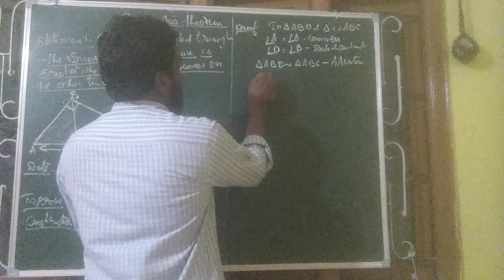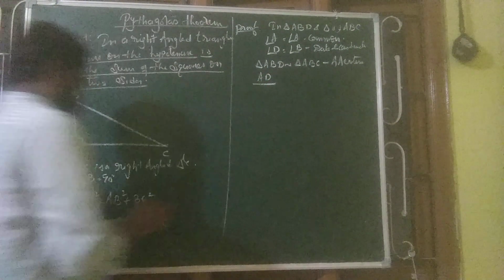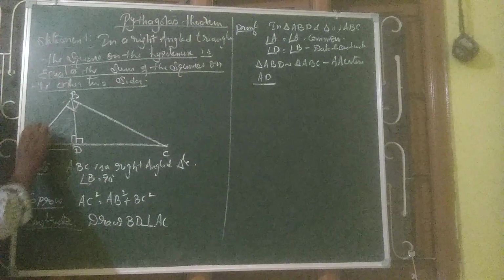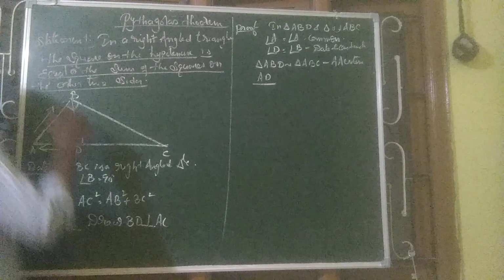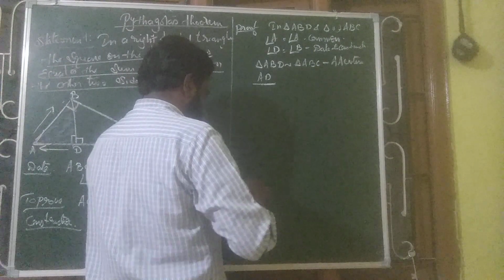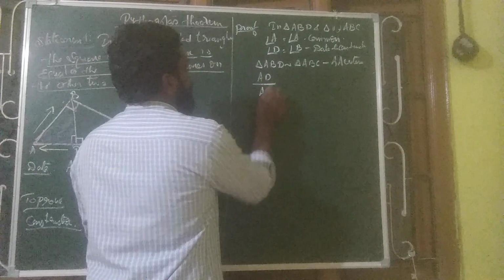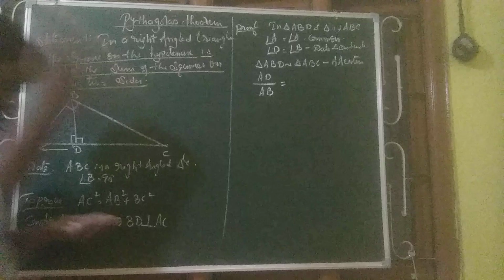What is that? AD. Then we will climb this mountain. What is the mountain? AB. That is AB, which should be equal to then.